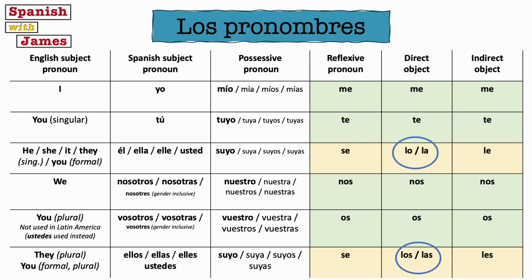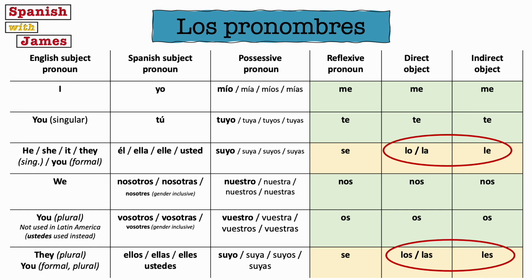If I'm describing the direct object pronoun, this is going to be lo or la. If it's el something, el bolígrafo, it's going to go to lo when I replace that noun. If it's la revista, it's going to be replaced with la. And the same with los and las, which is very handy because it's the same as the word the. And if I'm talking about the indirect object, it's le or les. There is an exception which really catches people out, but I'm going to show you loads of examples so that this makes sense.